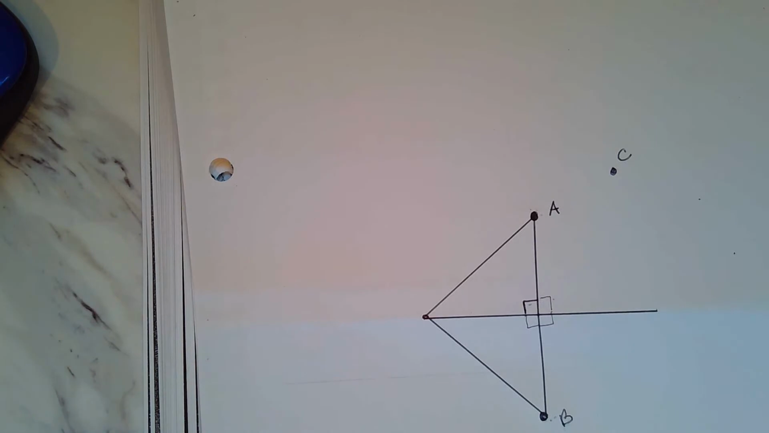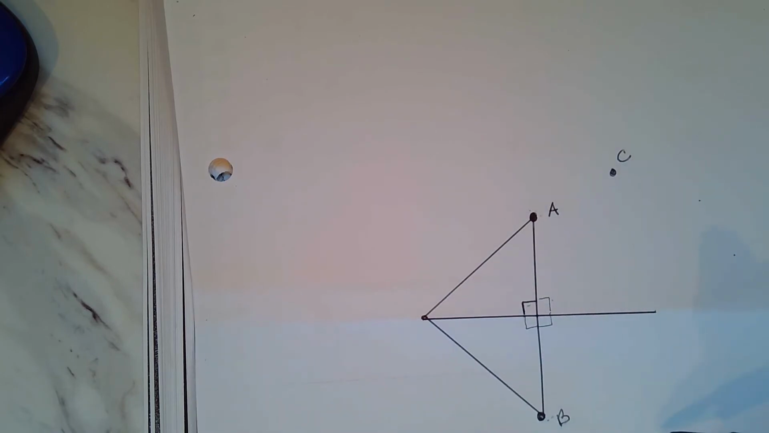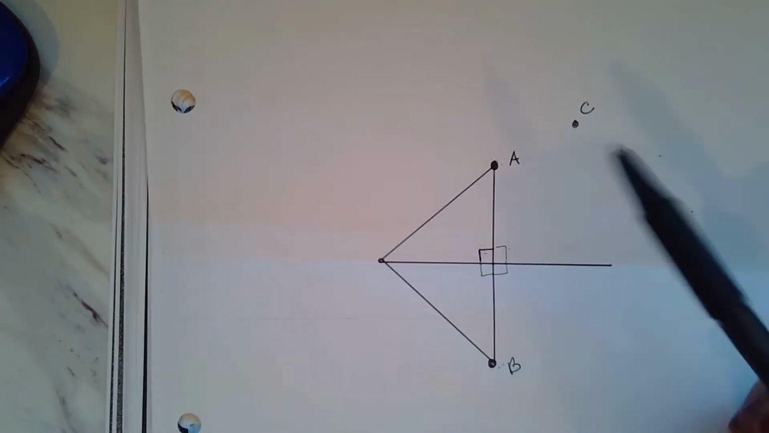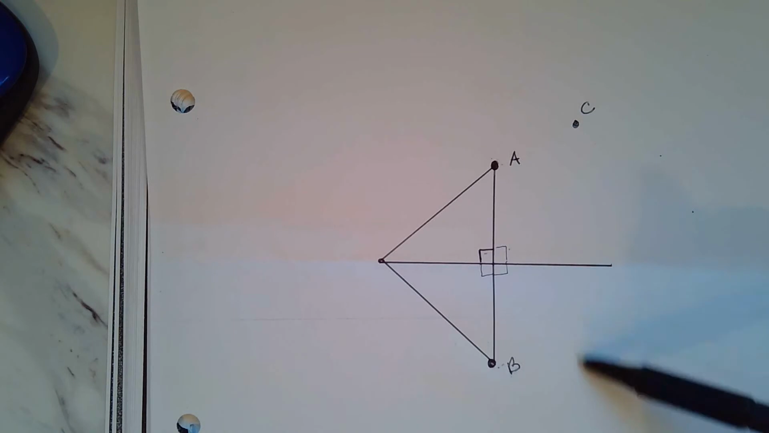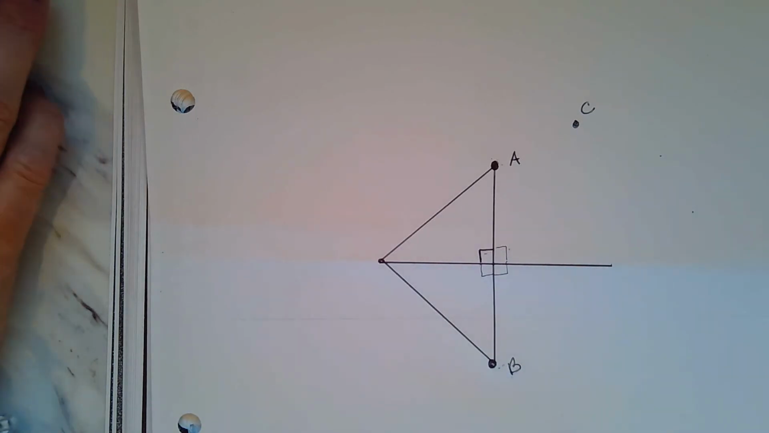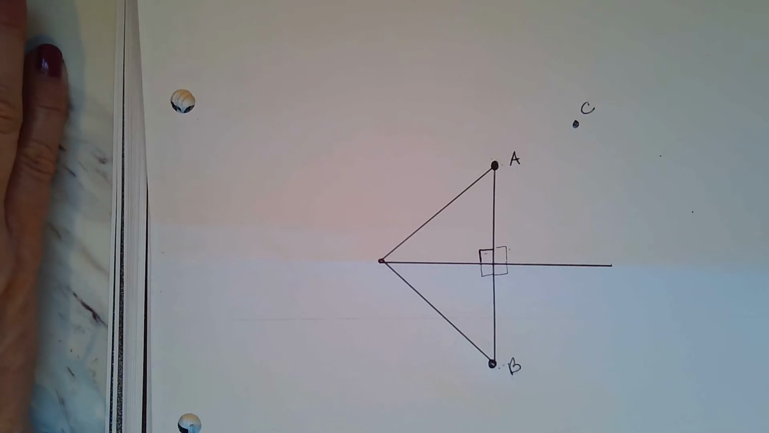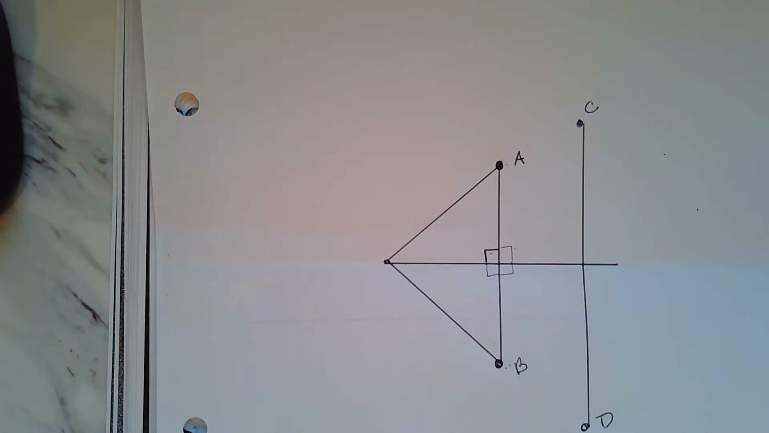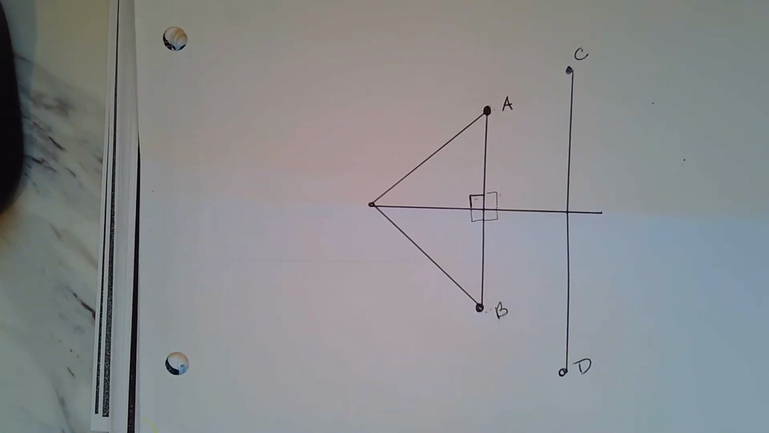So let's figure out how we could mirror or make another line on this side that's symmetrical? Try it out. See what you would do. All right. So did you end up with something like that?